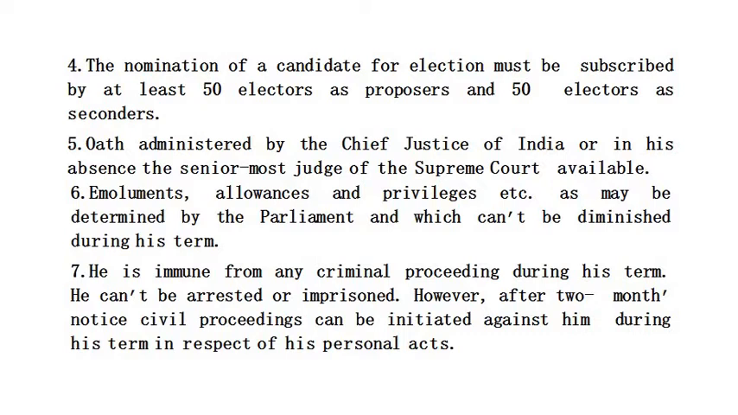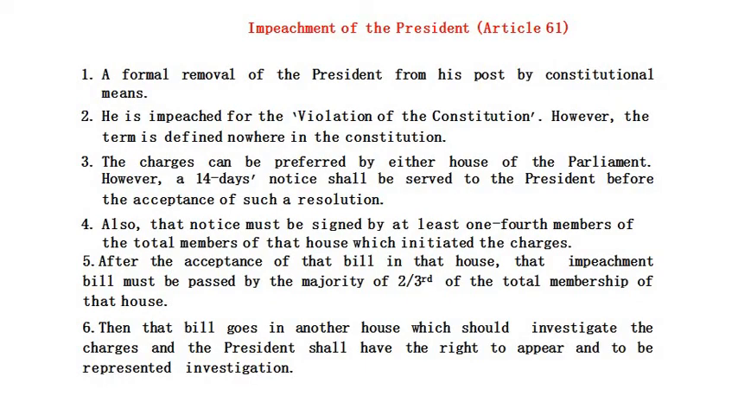He is immune from any criminal proceeding during his term. He cannot be arrested or imprisoned. However, after 2 months' notice, civil proceedings can be initiated against him during his term in respect of his personal acts. You get that? The impeachment process of the president is in Article 61.